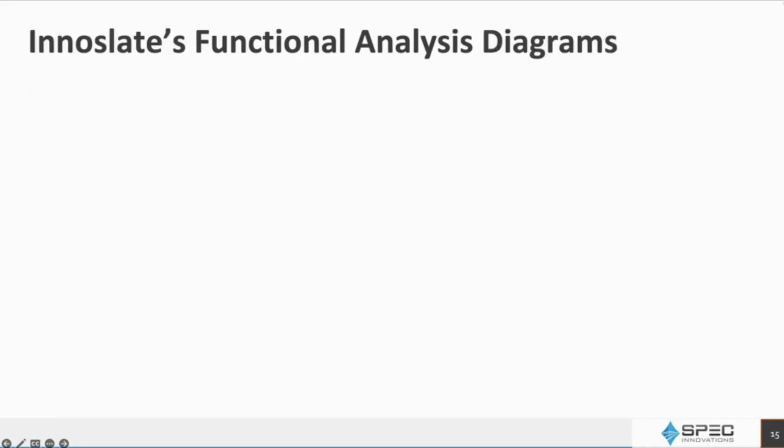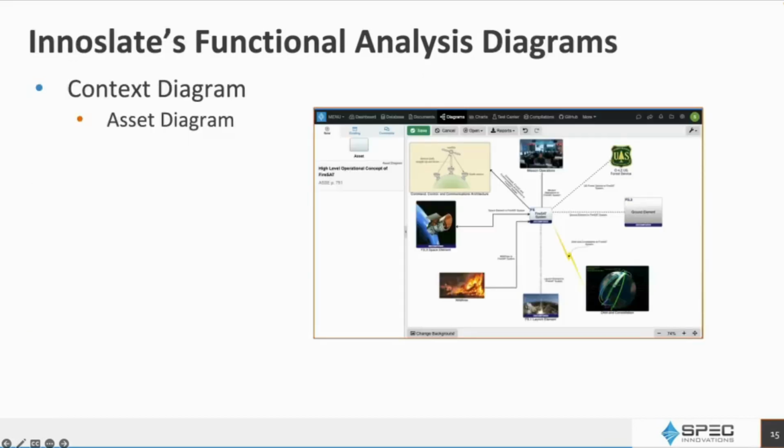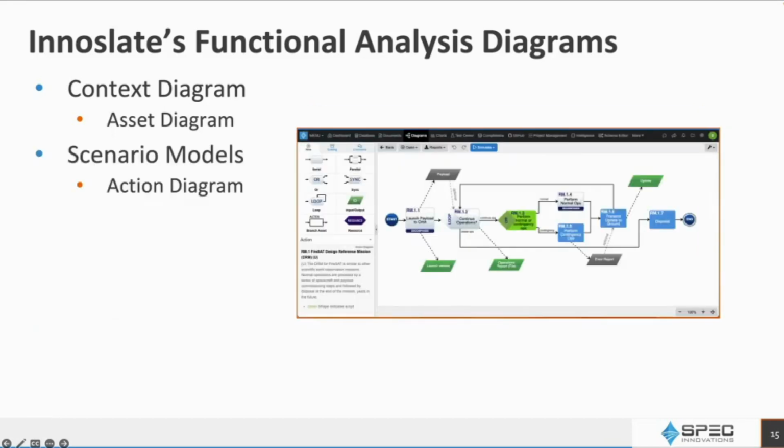So let's look at some of the Innoslate functional analysis diagrams. The asset diagram for context is what we like to use. You can add backgrounds to it, pictures, lines, lightning bolts, so there are a lot of ways to make this pretty. Again, in DoD parlance, it's often called the OV-1, the high-level concept diagram. That's a good one. For scenario modeling, we recommend the action diagram primarily. Of course, if you're using SysML, you can use the activity diagram. It's an equivalent diagram.